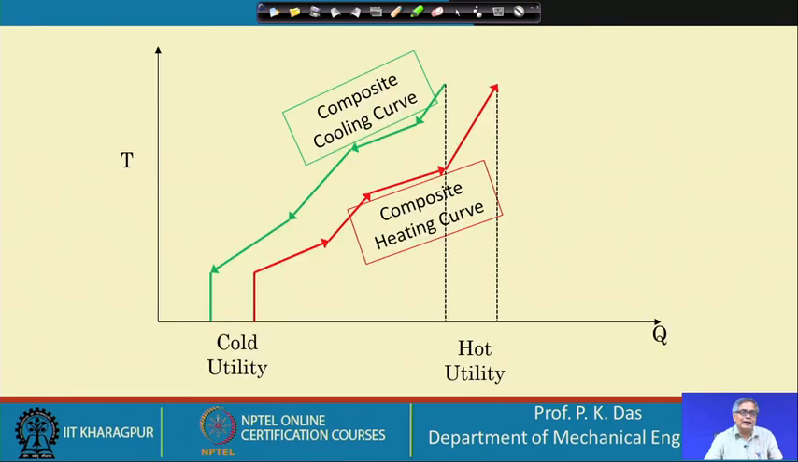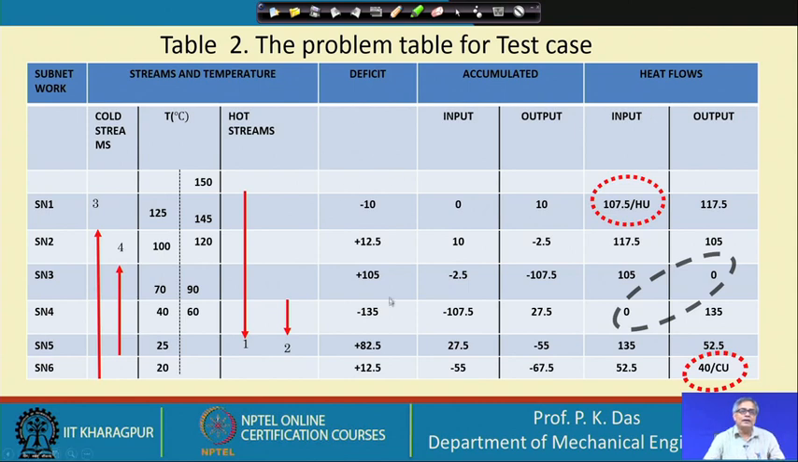So, if we go back to our problem table, here there is a 5 degree temperature drop, 150 minus 145, and the heat capacity rate is 2. So, minus 5 into 2, deficit is equal to minus 10. This is not getting an input, but there is a deficit of minus 10. And what is this deficit? This definitely is going to the next subnetwork.